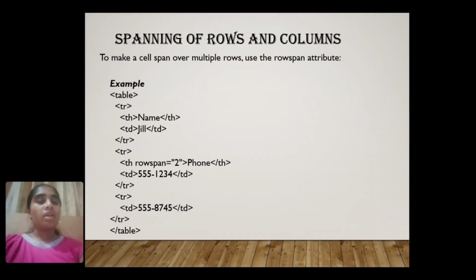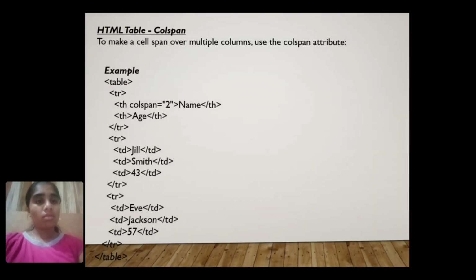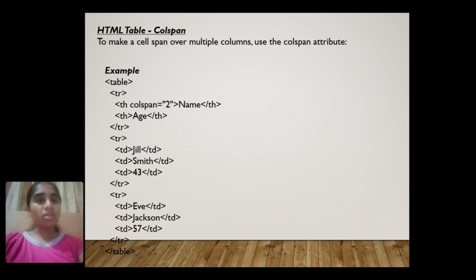Next, coming to the spanning of rows and columns. To make a cell span over multiple rows, use the rowspan attribute. The example is given below for rowspan. Next, coming to the HTML table colspan, meaning column span. To make a cell span over multiple columns, use the colspan attribute. Using the colspan attribute, an example is given below.